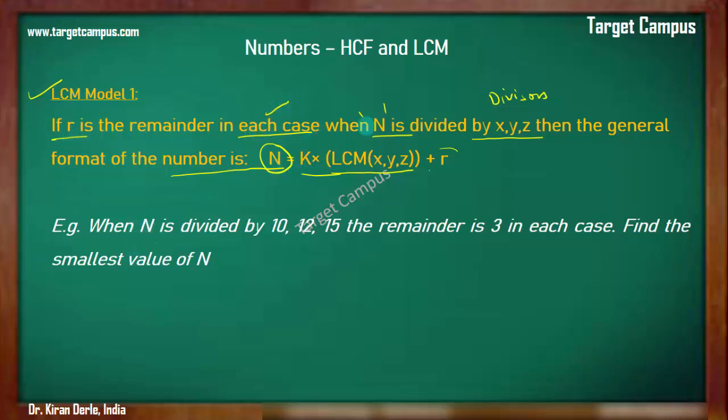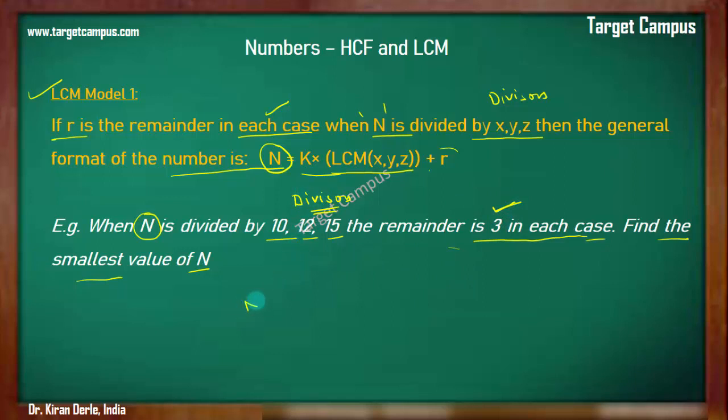Let us understand this model with an example. When n is divided by 10, 12 and 15, these are divisors of n, the remainder is 3 in each case. Find the smallest 2-digit value of n. So when you divide some specific value of n by 10, you get the remainder 3. When you divide by 12, you still get remainder 3. You divide by 15, you still get remainder 3. This is what the question is.